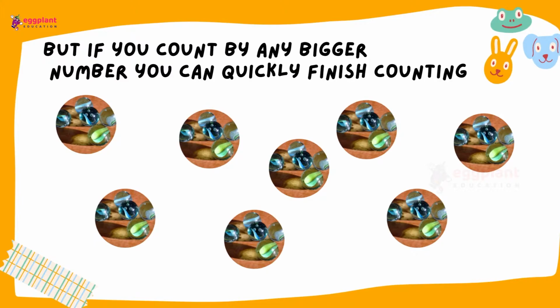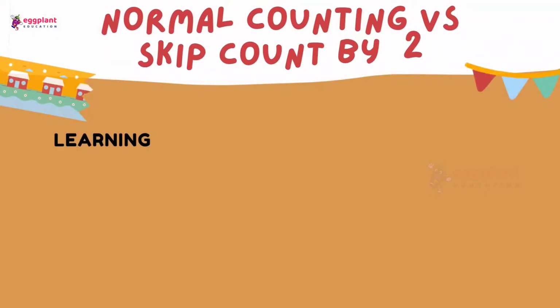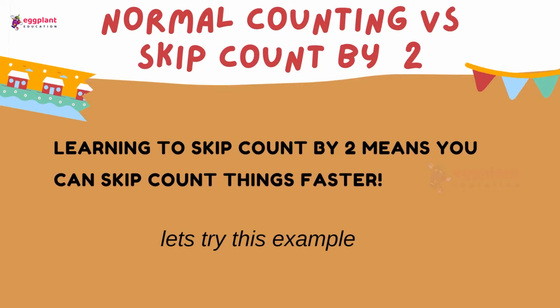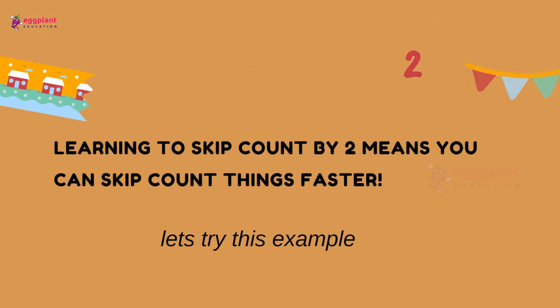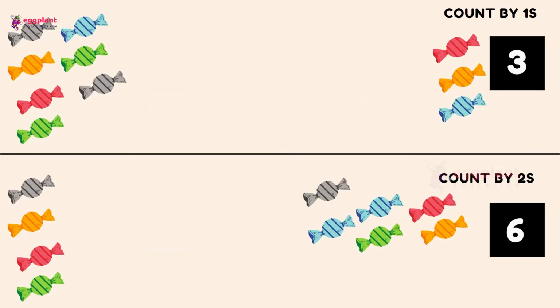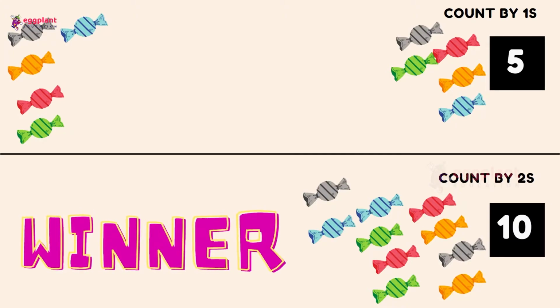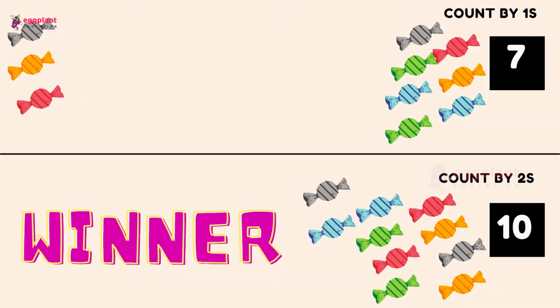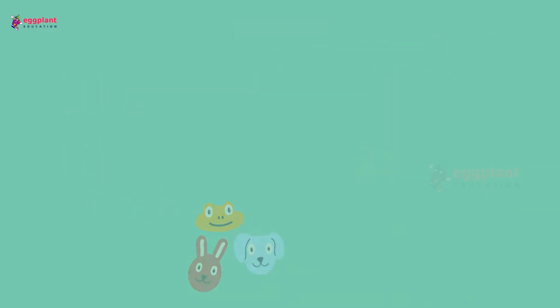Are you all ready? Yes. Let's see a normal counting like 1, 2, 3, one by one we used to count. But compared to normal counting, let's see a skip count by 2. Let's see who's going to be the winner. Look at this example. Shall we start this game? Yes. Let's see. Skip count by 2 is the winner. Counting by 1 is still going on.